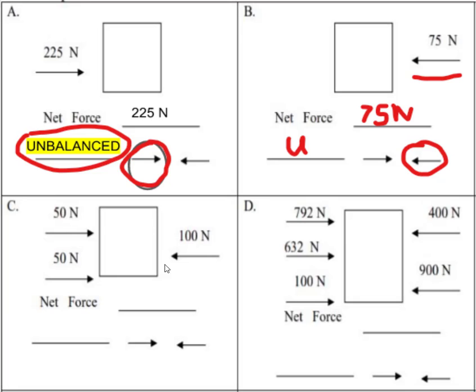Example C is where it gets a little more complicated. We have two forces pushing to the right and one force pushing to the left. And these forces are pushing against each other and they're parallel, so they're going to interact. 50 newtons to the right plus 50 newtons to the right means we have 100 total newtons to the right. And our one force to the left is also 100 newtons. That means this force is balanced, so I'm going to write a B for balanced. And the net force is 0 because 100 minus 100, to find the difference between these forces, is 0 newtons.